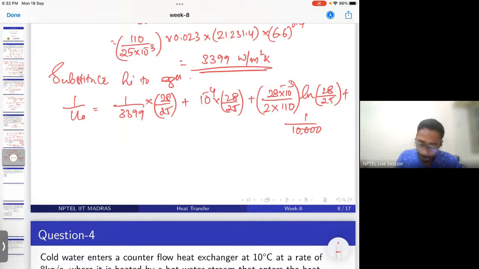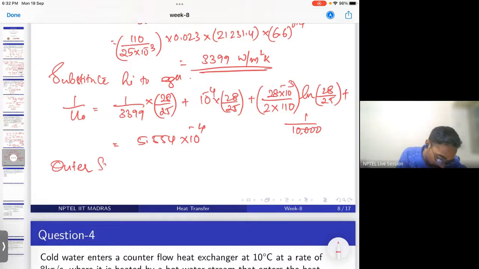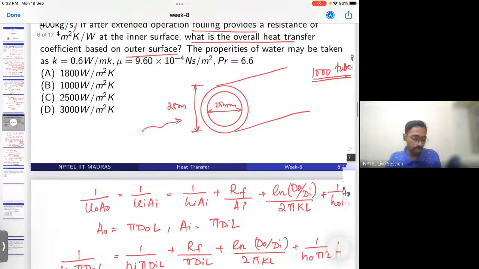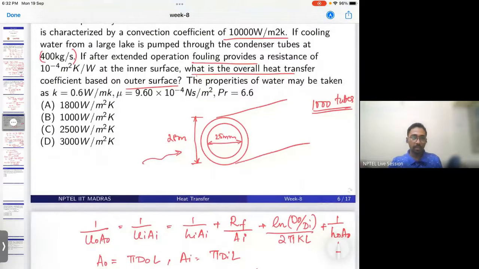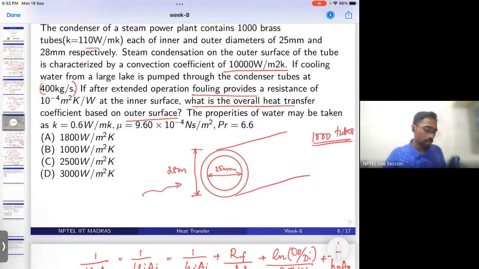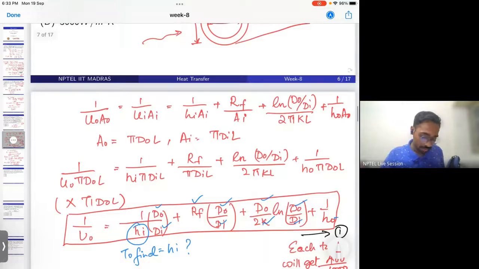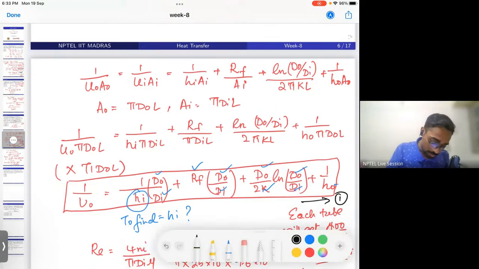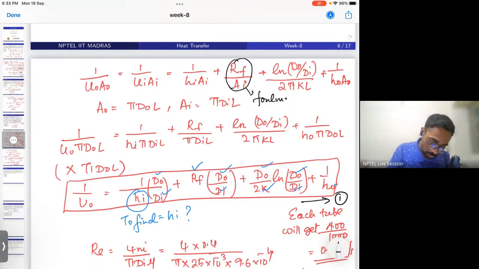So the answer comes out to be 5.554 into 10 raised to minus 4. So the outer surface heat transfer coefficient U0, if you take the inverse, is 1800 watts per meter square. So this was our question. The main part we need to find in this question is the internal heat transfer coefficient. Also, in some cases there may not be any fouling in the question, so you can avoid this Rf term. That is just the fouling resistance.